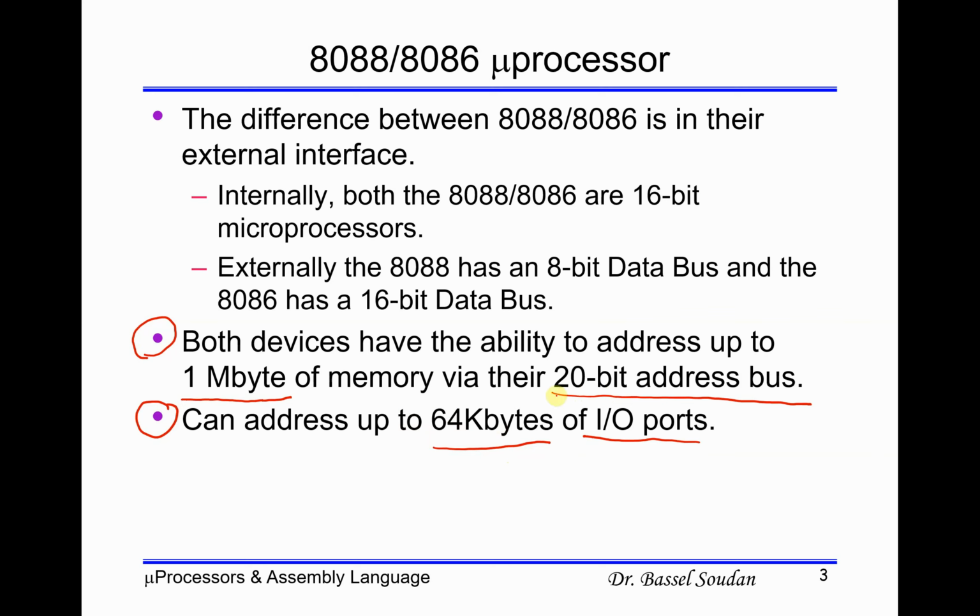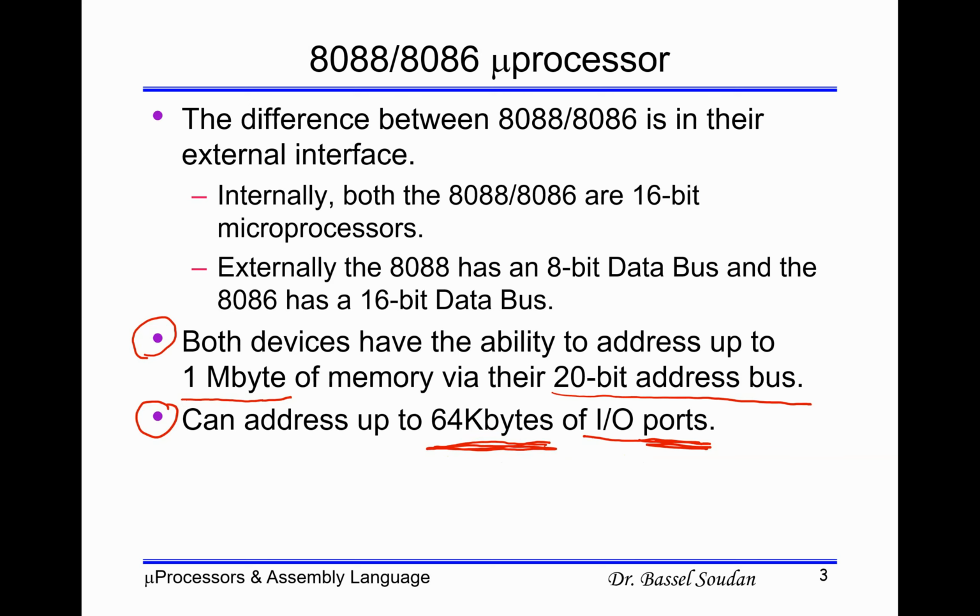We don't call them addresses, we call them input-output ports. They are given the name ports because they are ports that bridge the information from the input and output devices to the microprocessor and vice versa. How many ports for those machines? We have 64 kilobytes of different input-output ports.